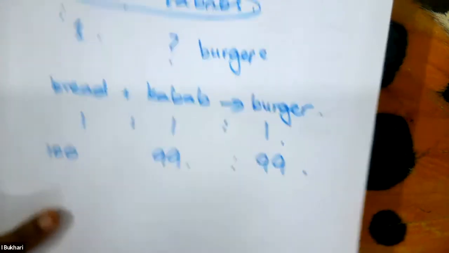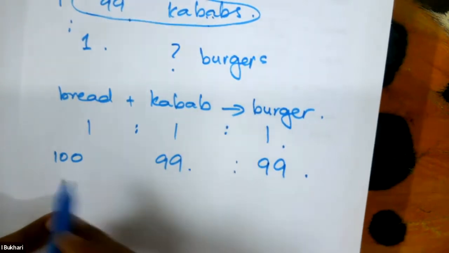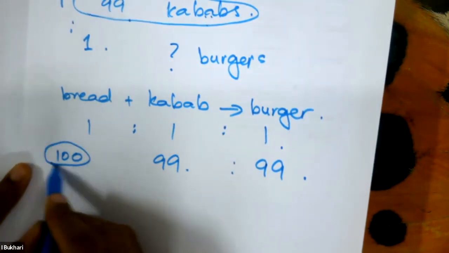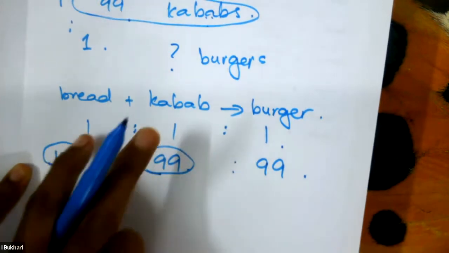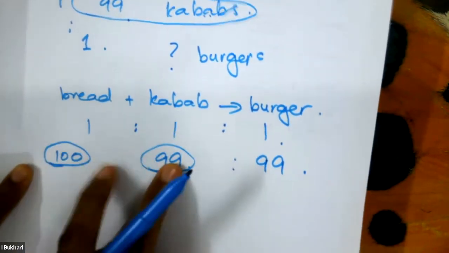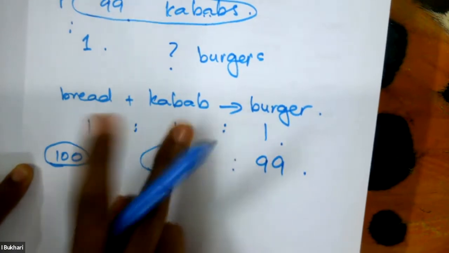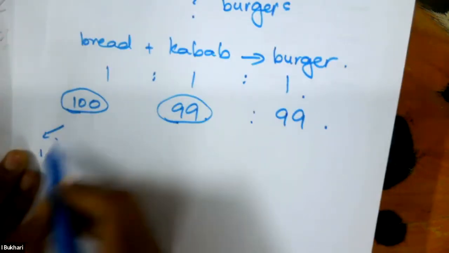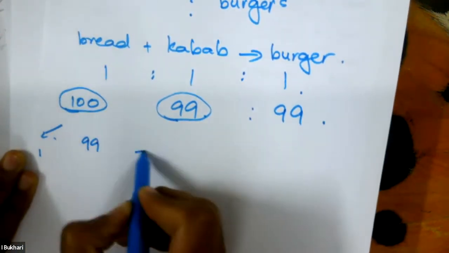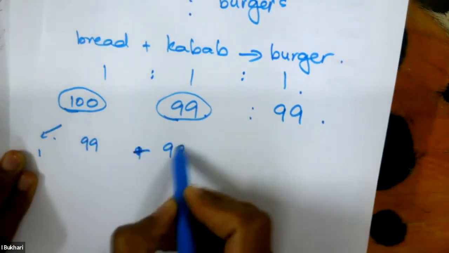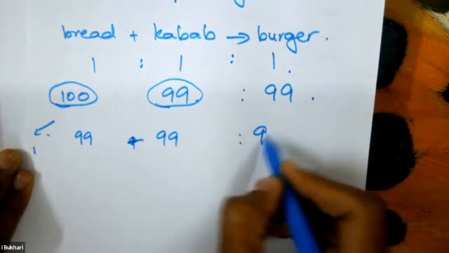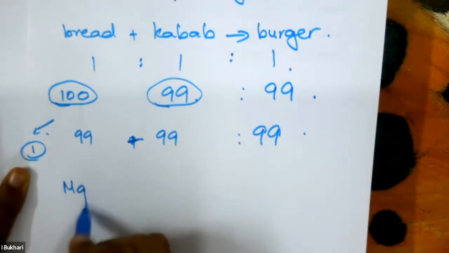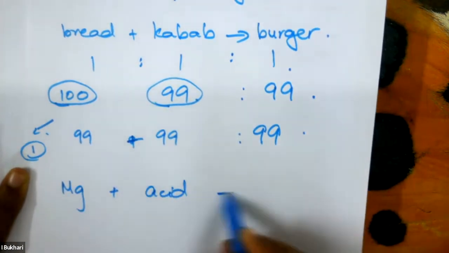The question told me that you have 100 breads and 99 kebabs, but I will look at the equation to see the ratio in which they are reacting. It is 1:1, so 1 is left behind, 1 is in excess. Only 99 will react with 99 kebabs to give you 99 burgers, and 1 is left extra. In the same way, magnesium is reacting with ethanoic acid to give the product.